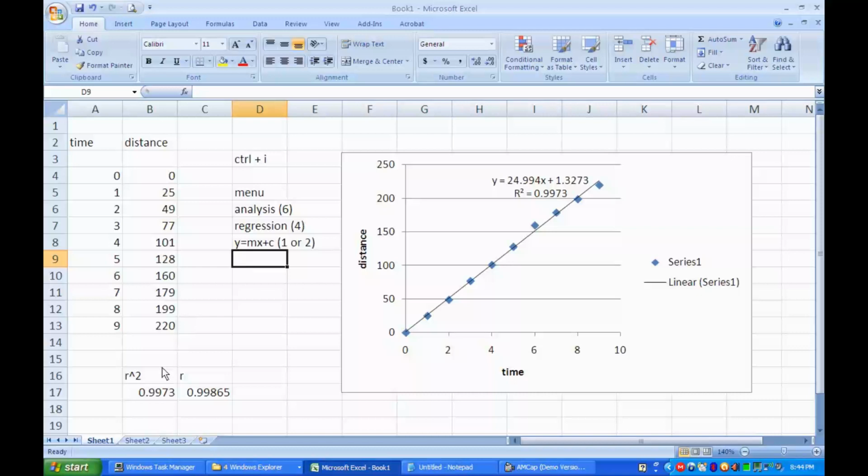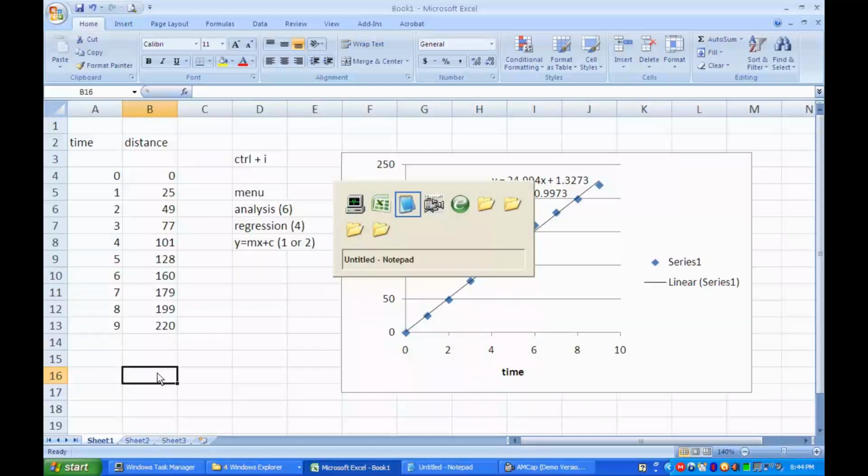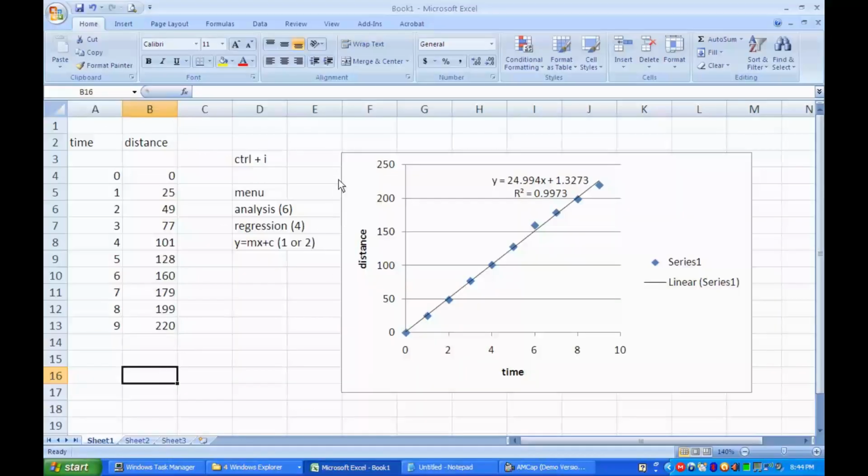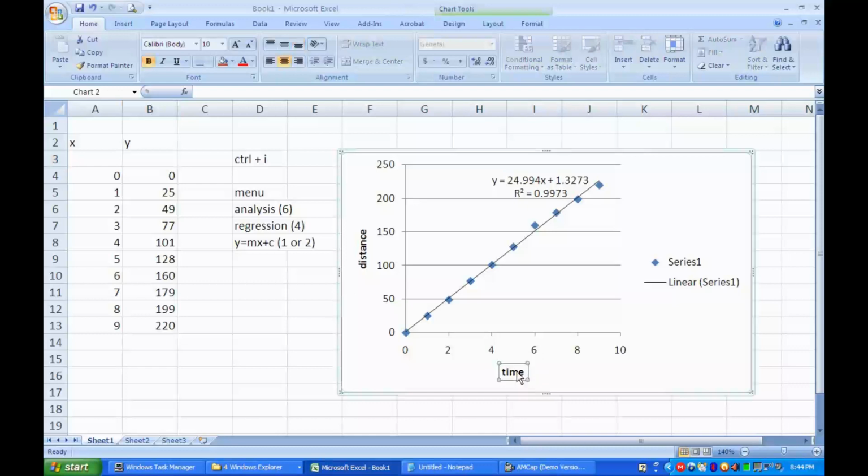So, looking at my notes, Chapter 5, Data Transformations, Square, Log, and Reciprocal. So, I'm going to call this x, I'm going to call this y, and now I'm going to call this x, I'm going to call this y. Oops, not enter, there we go.